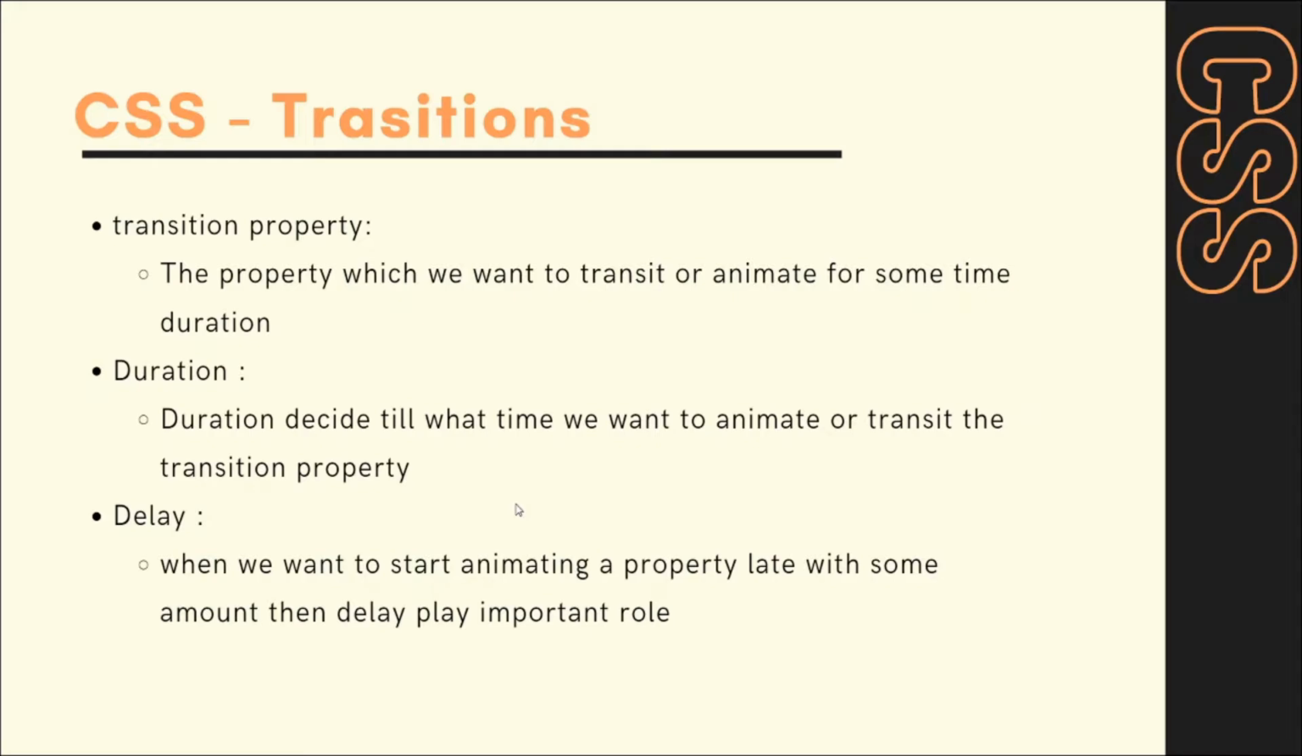That particular property we apply using transition property. And we also want it to have some duration, like it should perform that particular animation or transition for some part of time. So for that we are using transition duration. But there might be some situation where we want to delay it by 2 to 3 seconds. So we can also apply that delay using the delay property.